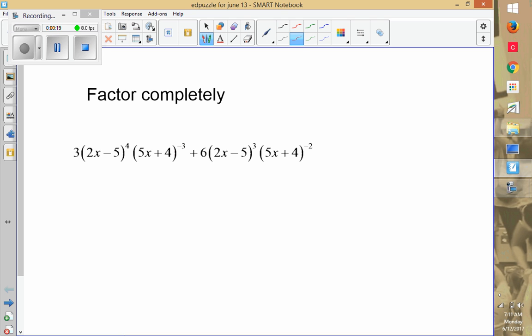What is the GCF that we have? We have a 3 in common. How many 2x minus 5s are in common? How many 5x plus 4s are in common?